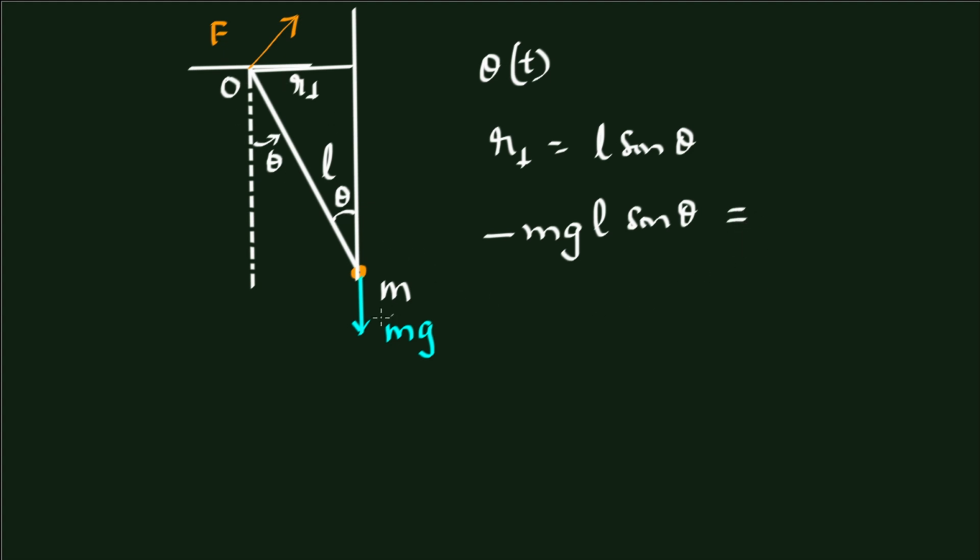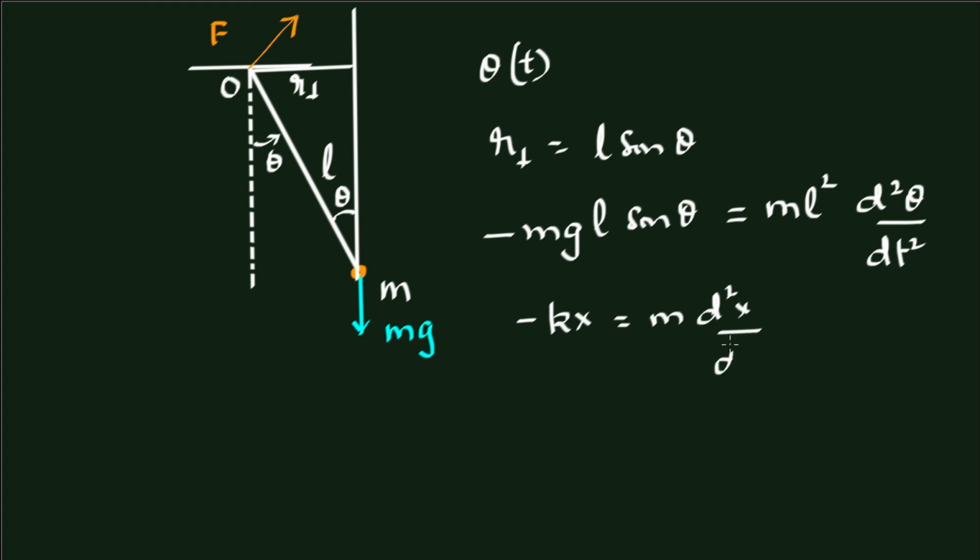That is equal to the moment of inertia of the pendulum. The string is massless. So we only have the moment of inertia of m, which is ml squared about an axis through O. And this is I times alpha, d2 theta by dt squared. Once again, we compare this with our spring and mass. Minus kx is equal to m d2x by dt squared. As you can see, theta plays the role of x. ml squared plays the role of m.